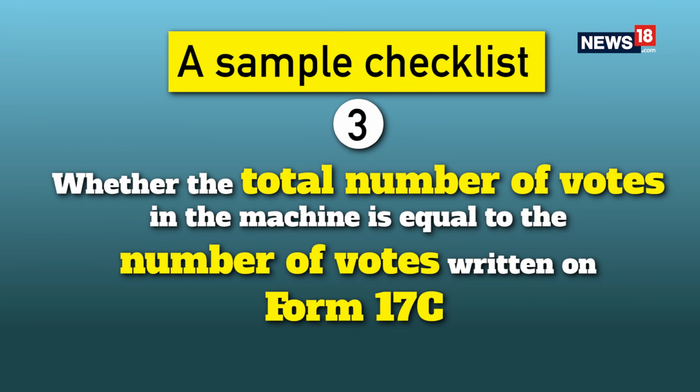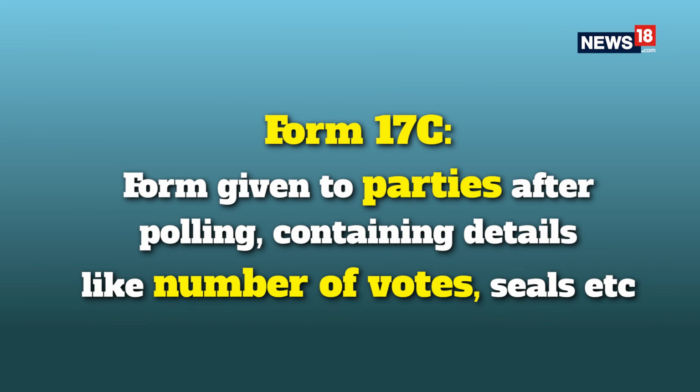the Form 17C. Before this, we need to understand what exactly Form 17C is. It is a form given to the political parties after the polling by the presiding officer containing important details like number of votes, seals, etc. Generally, 2 to 3 rounds of counting happen in 1 hour. Hence, in total 6 to 7 hours, our complete assembly constituency counting is completed.